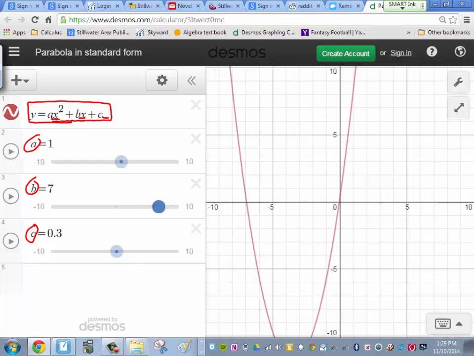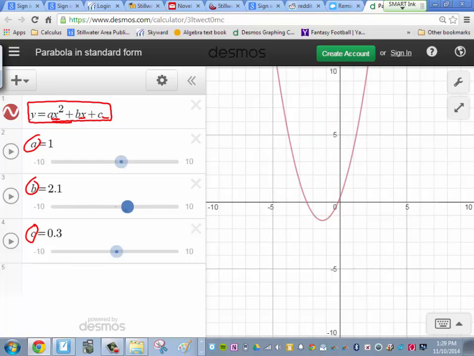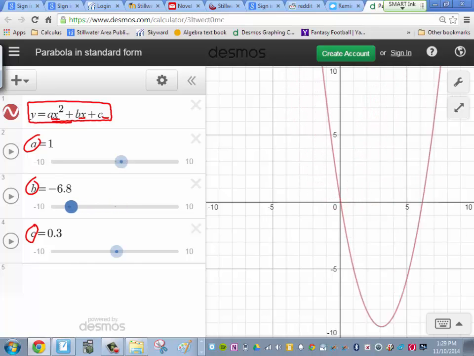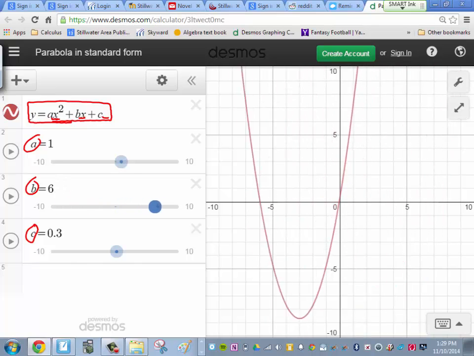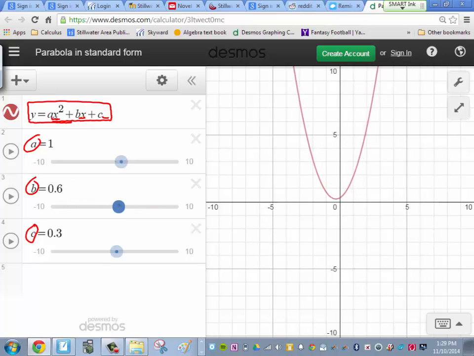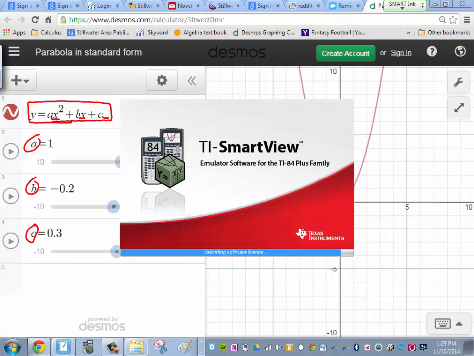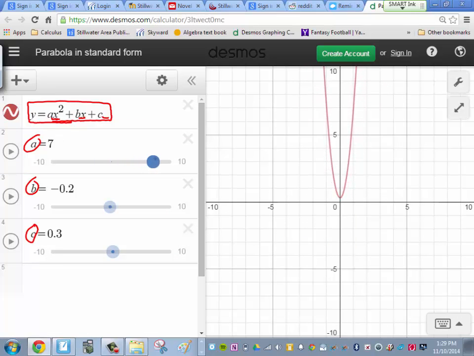Let's see what the B does. When I move this B, I have no idea what it's doing. It's like rotating it over this point in the middle, something like that. See, it kind of goes up and down, but it definitely doesn't make it open up or down. So it's always still open up with this. So let's see if this A tells us something. Okay, moving this A, it makes it nice and skinny. Look how skinny it's getting.